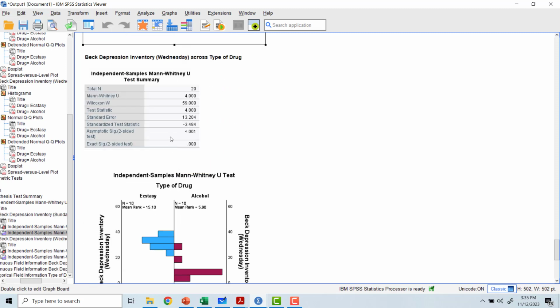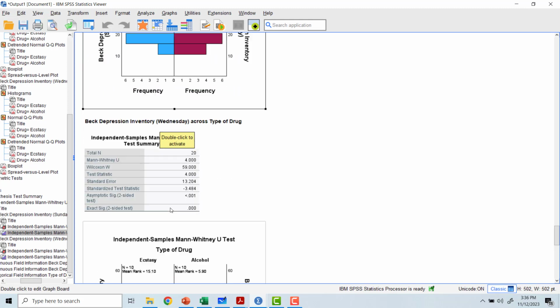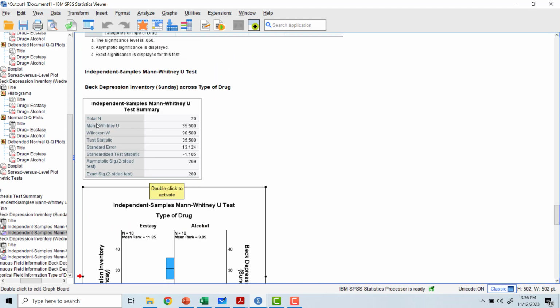But if we go to the Wednesday, by Wednesday, the people who have taken ecstasy have this delayed depression. So the depression is much higher for people with ecstasy than for alcohol. So we'd look at the p-value and then we would make some interpretation. Again, we have the Wilcoxon statistic, but I don't want you to start looking for critical regions. It's all going to be on the p-value.